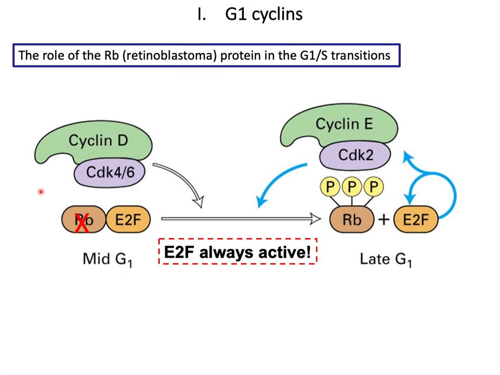Individuals who have retinoblastoma do not have a functional RB, and since they do not have a functional RB, E2F is always active. That's why it is driving the cell cycle to progress from G1 into S phase. And we're going to talk more about retinoblastoma when we talk about cell biology of cancer in the last topic of this course.